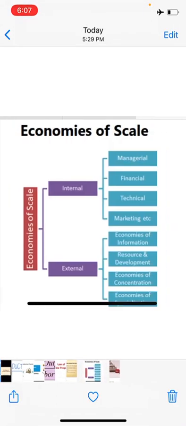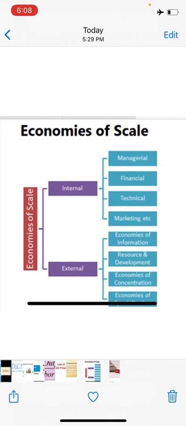Okay, next is economies of scale. Here we talk about internal economies and external economies. When I say internal economies, they arise within the firm when it increases its scale of production by increasing all inputs. So what are internal economies? Internal economies arise within the firm, from the internal part, when it increases its scale of production by increasing all inputs.